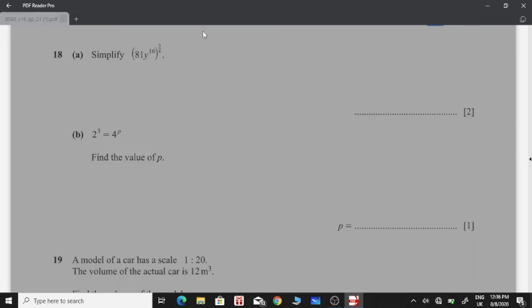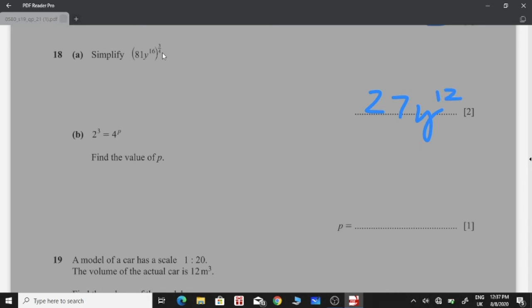18a, simplify 81y^16 to the power of 3 by 4. So we multiply 3 by 4 with 81, which becomes 27, and then we multiply 16 with 3 by 4, and that gives us y to the power of 12.